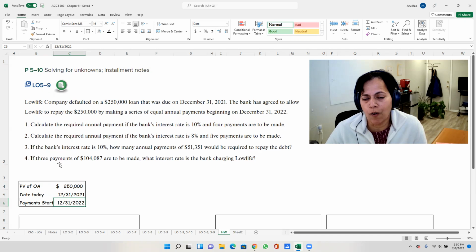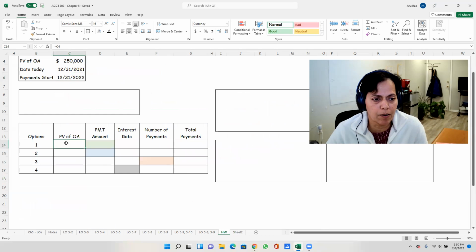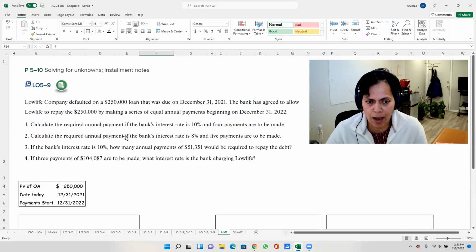Now the bank has given us 4 different options. That's what we're assuming, 4 different scenarios, and they've asked us to find some answers. So the first one is calculate the required annual payment if the bank's interest rate is 10% and 4 payments have to be made. So what we have over here is the present value is known, that's $250,000. The interest rate is known, 10%. The number of payments is known, 4 payments. So that's what we have over here.